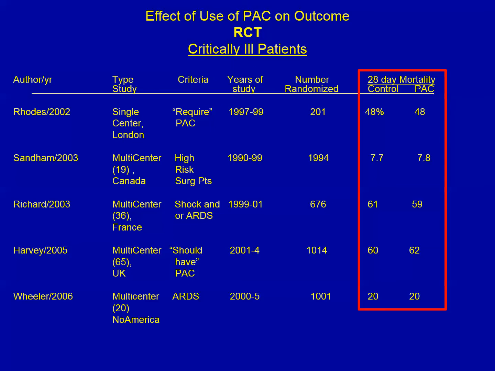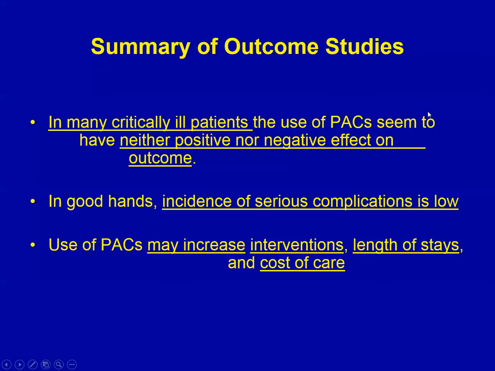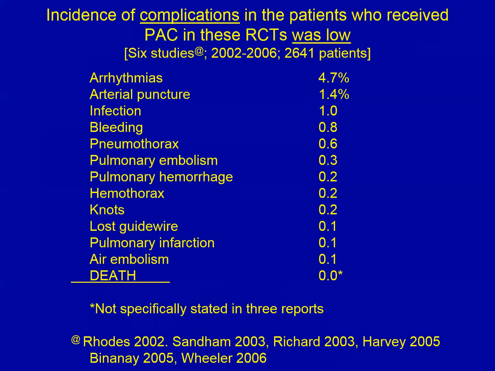These major studies are summarized here, and you can see no difference in 28-day mortality between the control group and the pulmonary artery catheter. Pulmonary artery catheters neither increased nor decreased mortality in these patients. Thus, in many critically ill patients, the use of PA catheters seemed to have neither positive or negative effect on outcome. But in good hands, the incidence of serious complications is low.